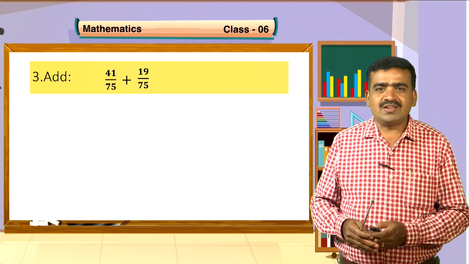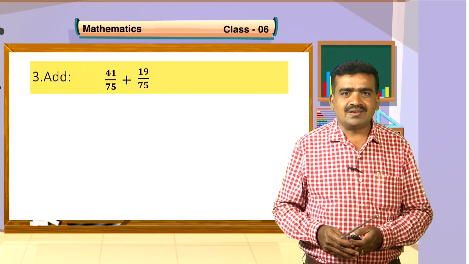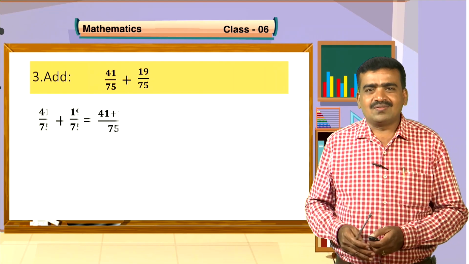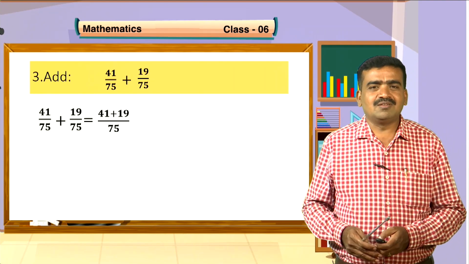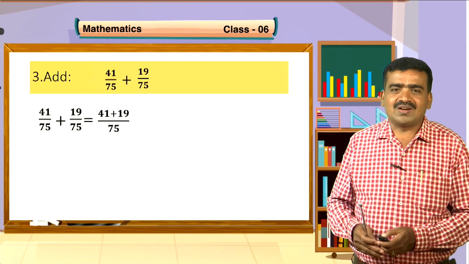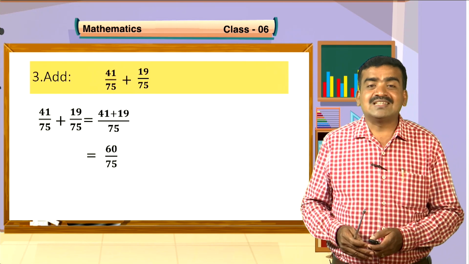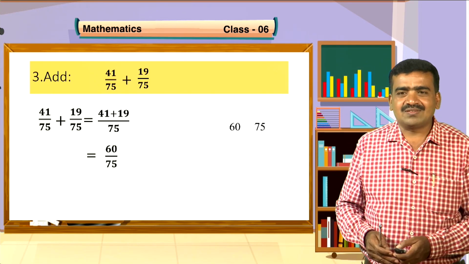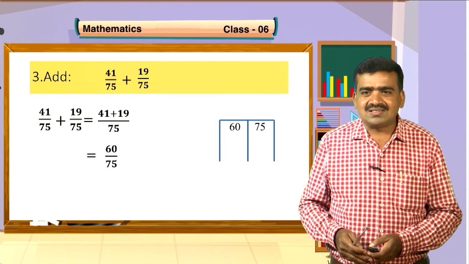41 by 75 plus 19 by 75. I hope you are all doing it in your book, right? 41 by 75 plus 19 by 75, add the numerators. 41 plus 19 will be 60 divided by 75, and for 60 and 75 find the HCF.